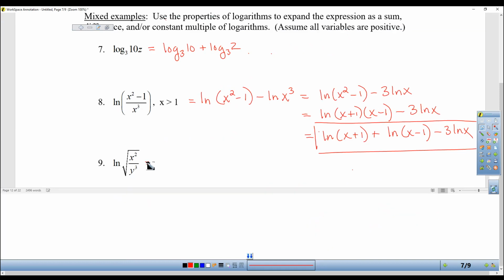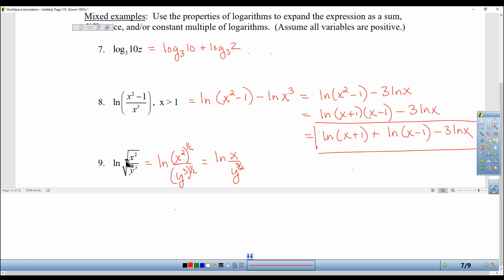Number 9, my personal first step is always to change this to a fractional exponent. So this is x squared, and now it's to the 1/2. And in the denominator, it's y cubed to the 1/2, which when you're putting those together is going to be just x to the first over y to the 3/2.